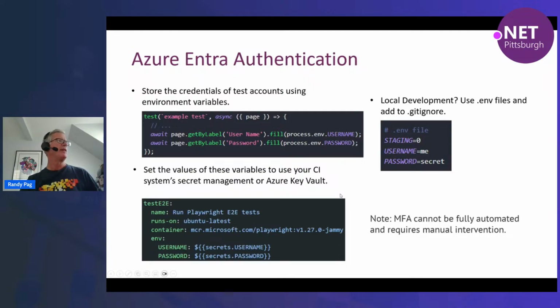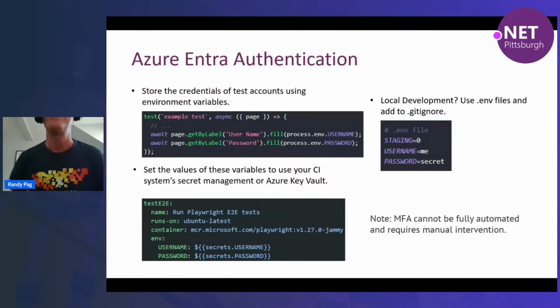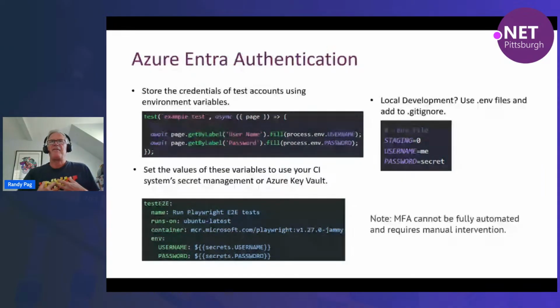I showed you local dev. The downfall here is if you have MFA or two-factor authentication, Playwright doesn't do really well with that, right? It can't detect that. It's sending something to my phone, so I can't detect that and continue on. So keep that in mind.